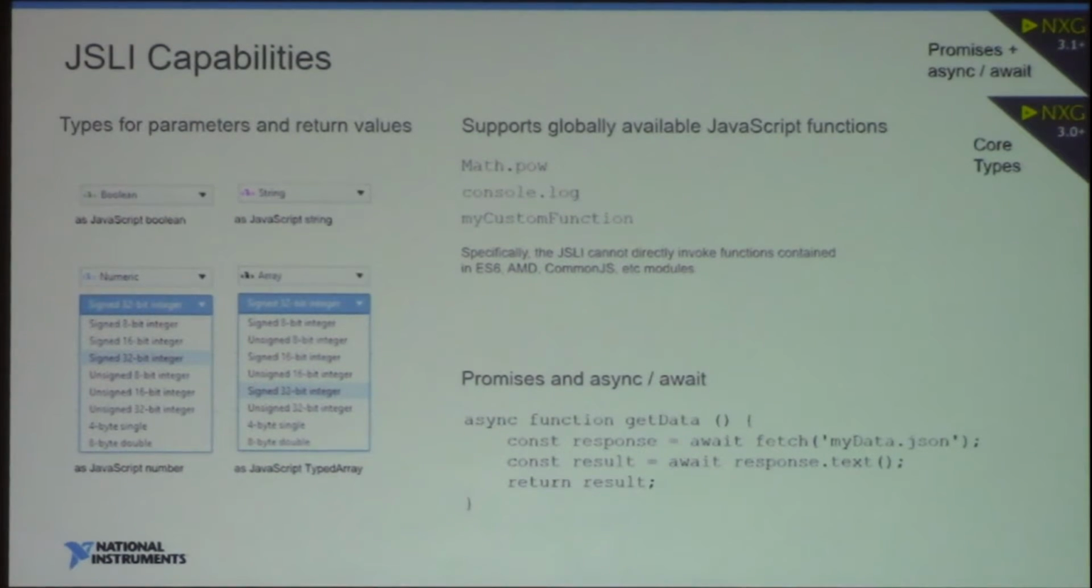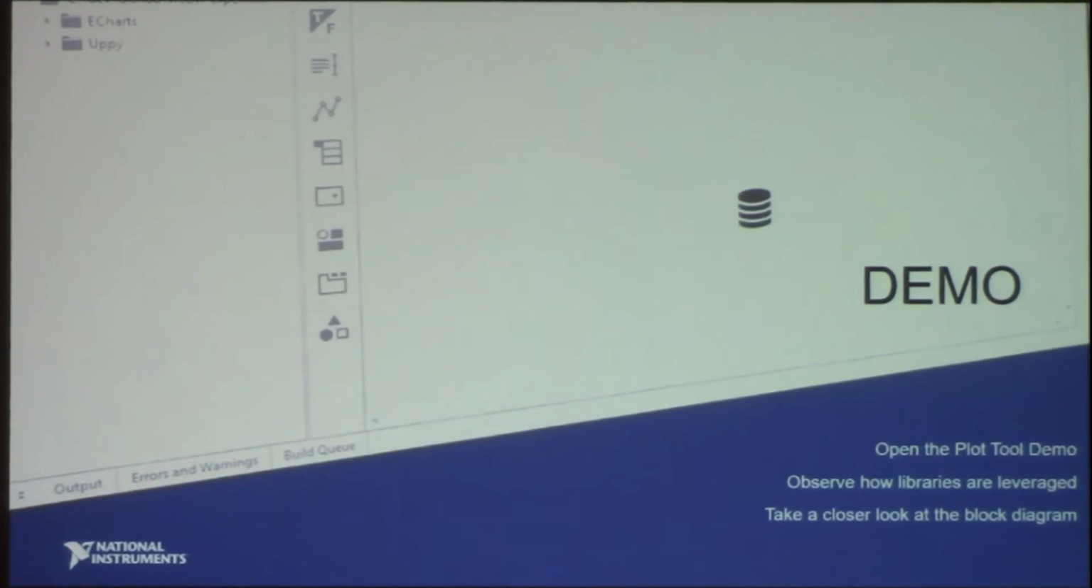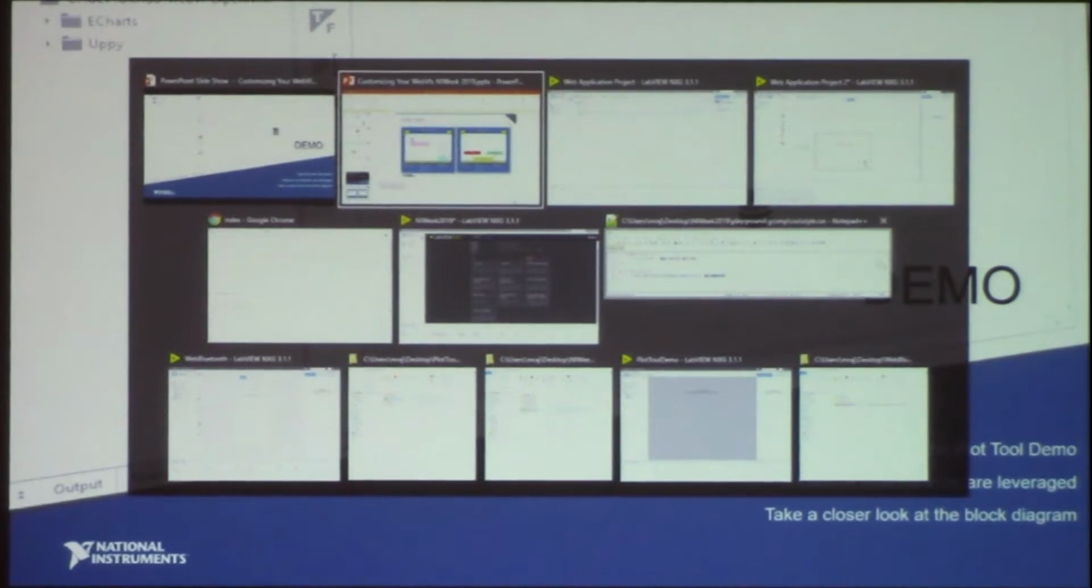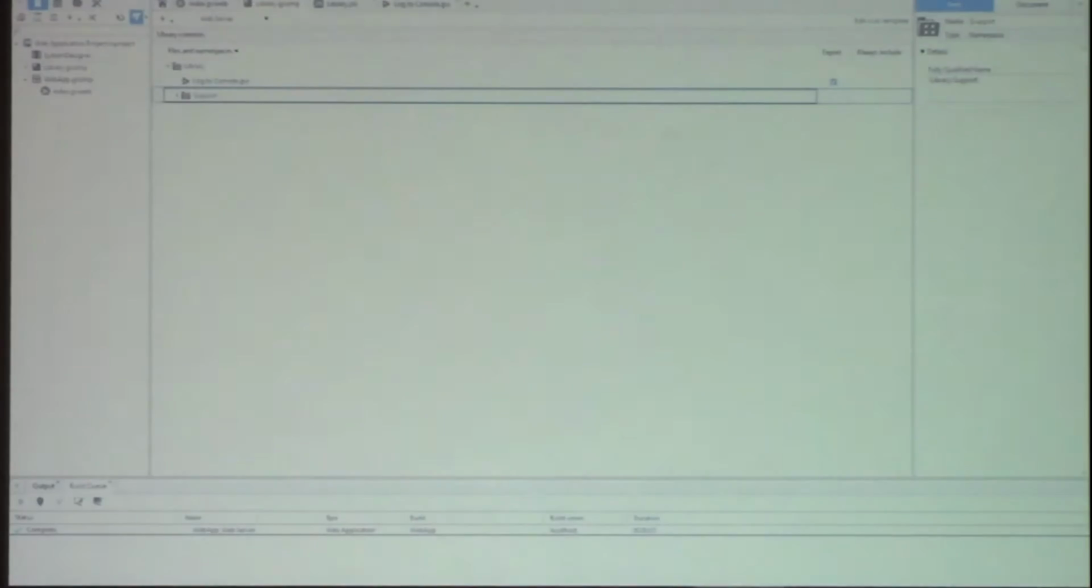And for async support, this was added in 3.1, we have the ability to do promises and async await. So you can use async await and promises for asynchronous JavaScript execution. And we'll talk about what that means for other patterns for async execution. So we'll do another quick demo. This is the power of what you can do with the JSLI after this presentation.